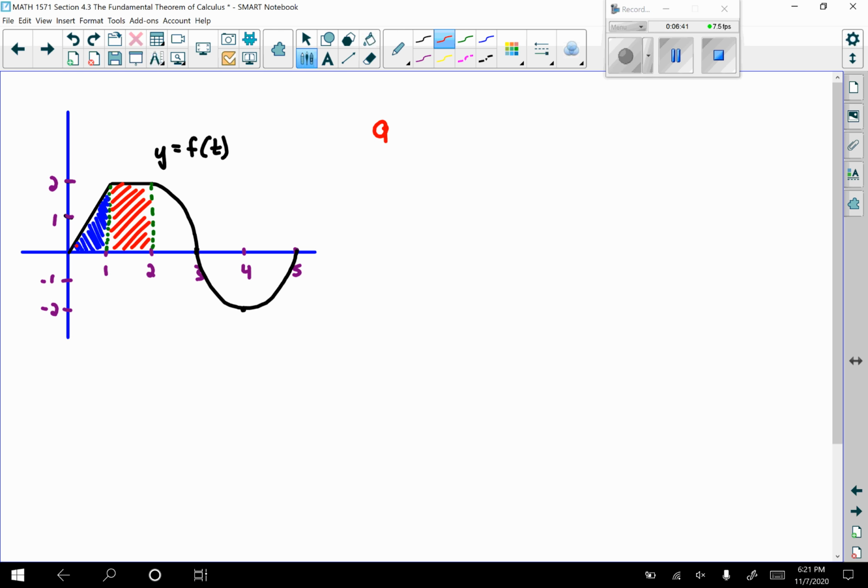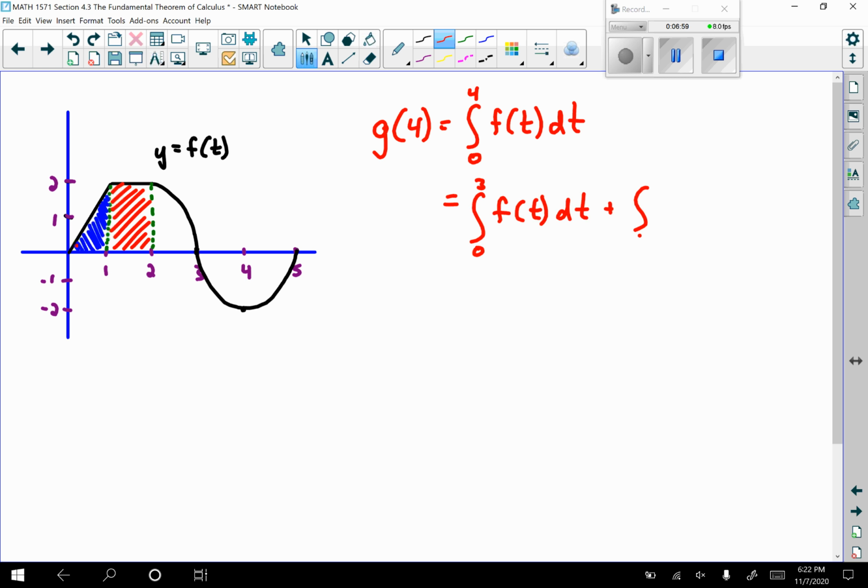All right, now let's find g of 4. Again, g of 4 we can say is the integral from 0 to 4 of f of t dt. But then we can also use the properties to separate this, because we just found 0 to 3 of f of t dt, plus 3 to 4 of f of t dt. So how can we figure this out?